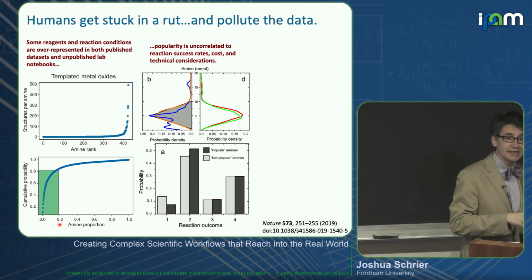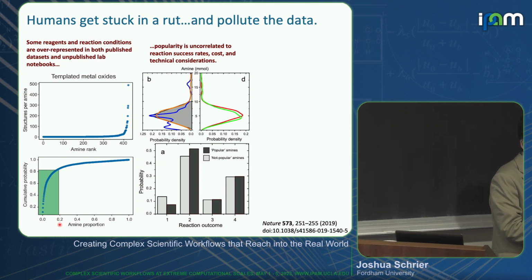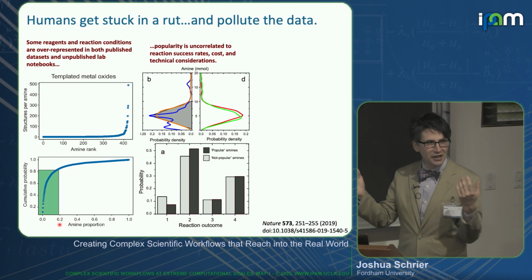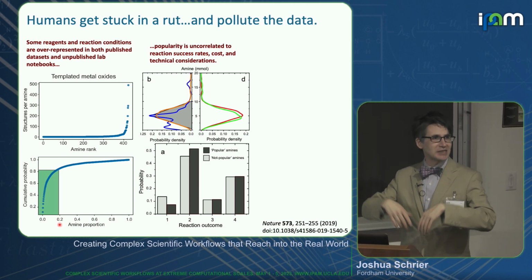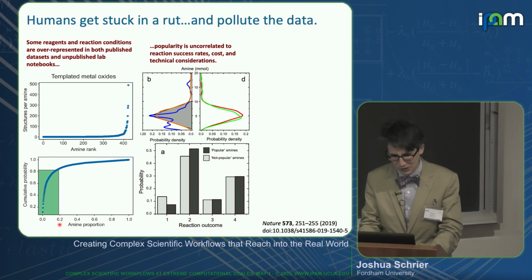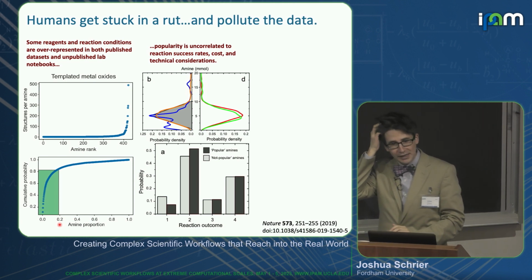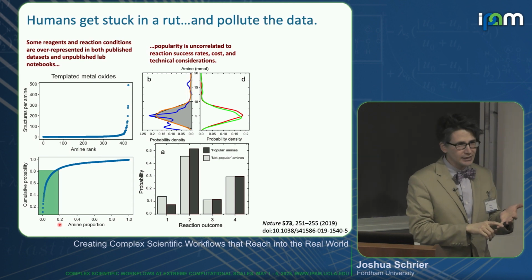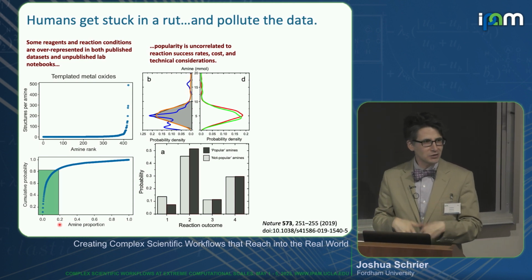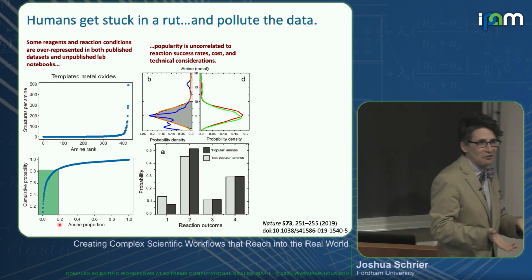And similarly, if you randomly sample over reaction conditions like pH, concentrations, temperatures, and so forth, again, your probability of finding this with some other choice was kind of just about the same, right? So this popularity really was uncorrelated to the reaction success rates, the cost, and the technical considerations. In other words, there was just no good reason for it.